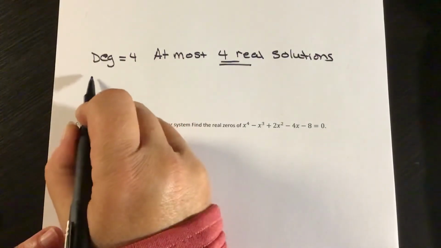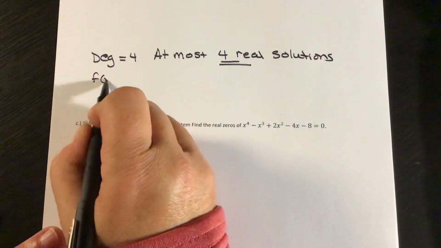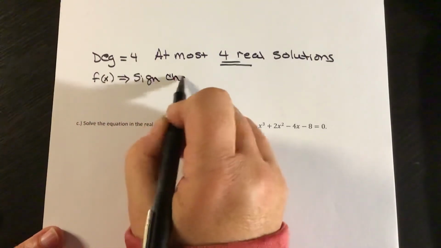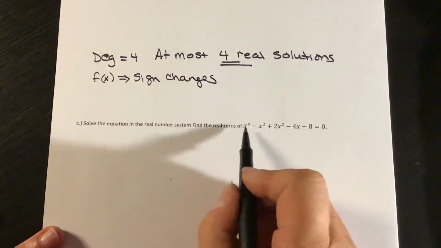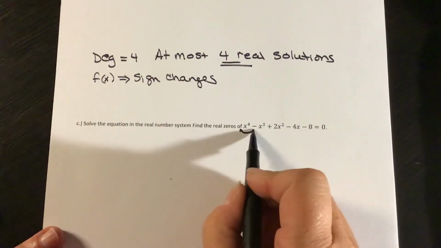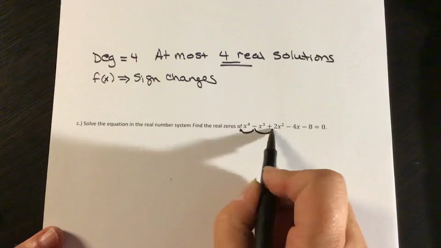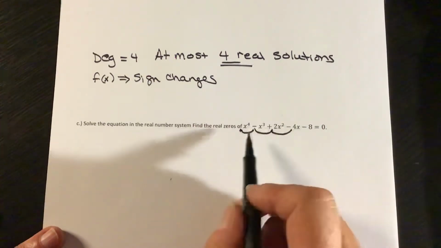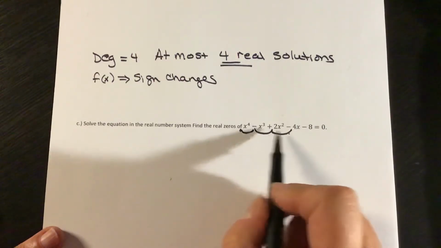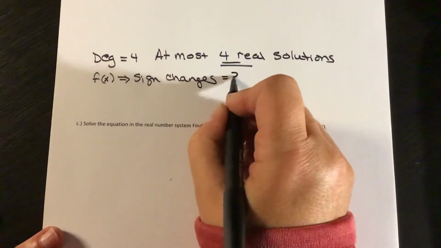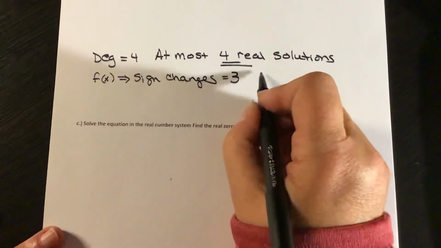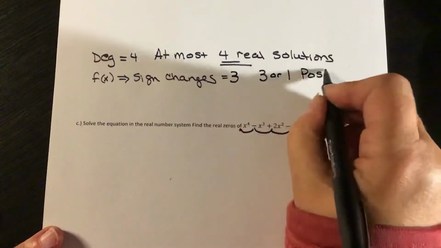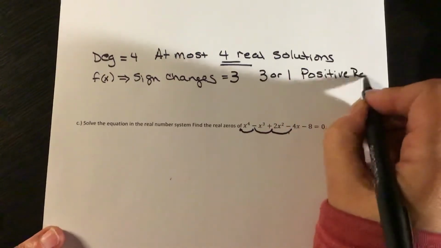So if I find f of x and look at the sign changes, if I look here, this is positive. Positive to negative is a sign change. Negative, positive, positive, negative, and then negative, negative. So here I have 3 sign changes, which means I can have 3 or 1 positive roots.